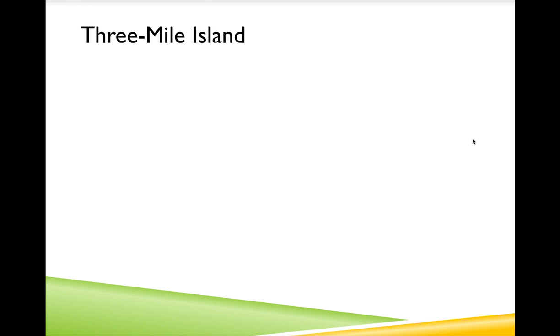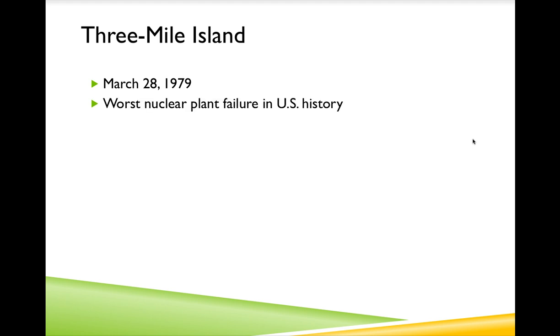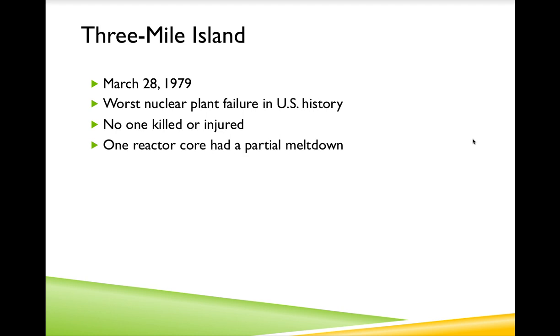All right, we're on to the final stretch here. Let's talk about some recent nuclear disasters and what they have to do with energy policy in the United States. So, 3 Mile Island, March 28th, 1979. This is the worst nuclear plant failure in U.S. history. It wasn't that bad, but it's the worst one that we have so far. No one was killed or injured.